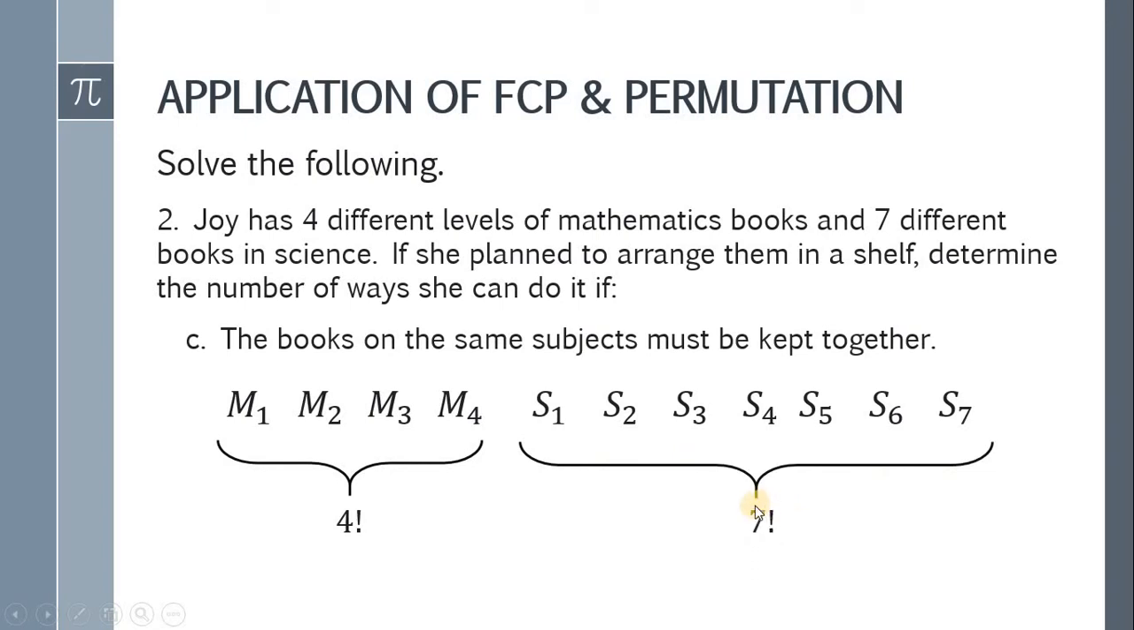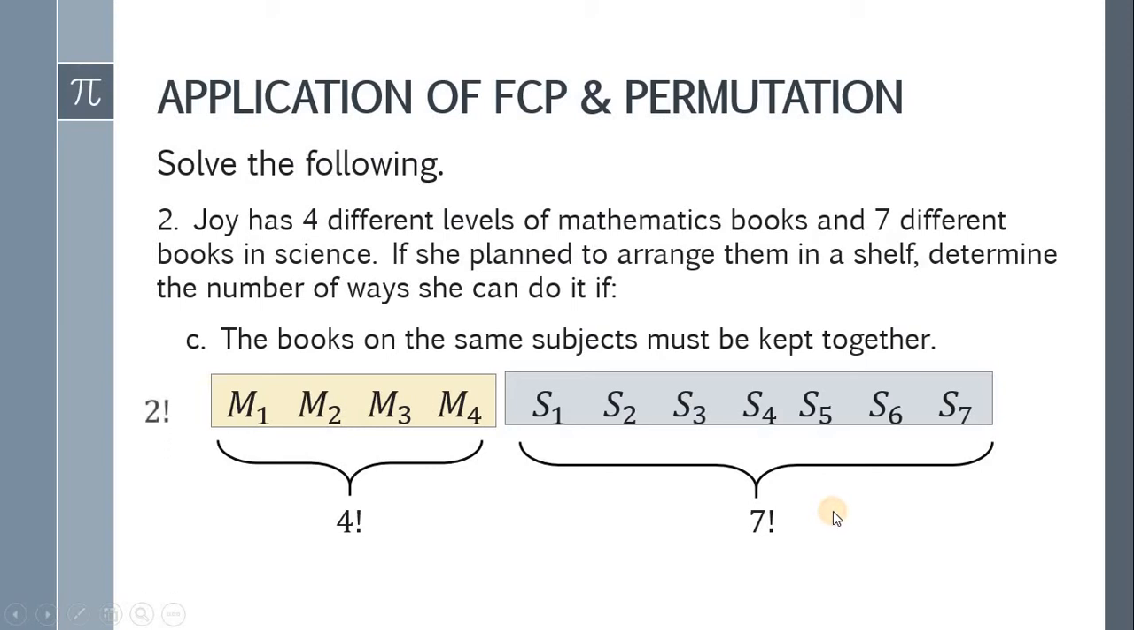Next, igugrupo natin sila. Bakit? Kasi hindi sila pwedeng maghiwa-hiwalay. Ang sabi kasi doon, same subjects must be kept together. So, hindi sila pwedeng maghiwa-hiwalay lahat ng math at lahat ng science. So, gagawin natin silang isang grupo. Like this. Grupo ng math books and grupo ng science books. Now, since pwede pa silang pagpalitin ng pwesto, yung math mapupunta sa kanan at yung science mapupunta sa kaliwa, so meron tayong 2 factorial ways para i-arrange sila.